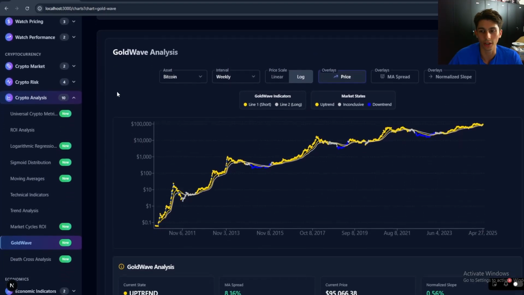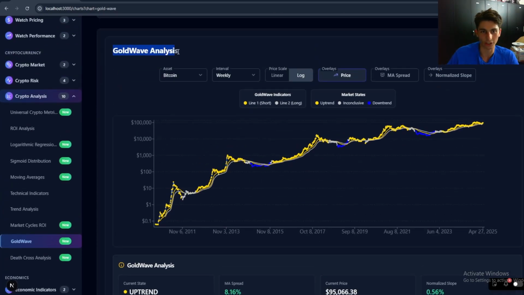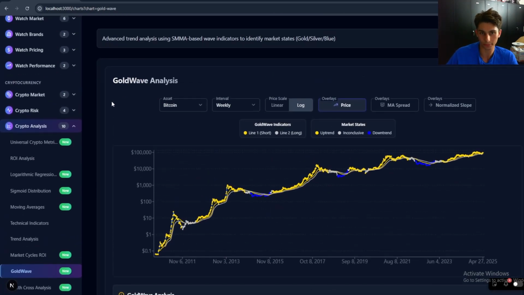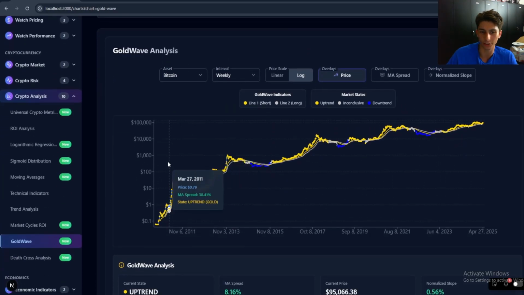Today I wanted to talk about another chart that I've been programming lately, and I call it the gold wave analysis. It basically uses smooth moving averages to identify different market states. You can see on the chart here that we have gold, there's an inconclusive state for silver, and there's a downtrend for blue.